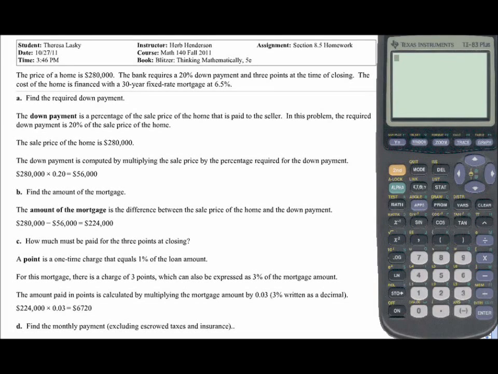I received a request to go over a problem from 8.5, and this is problem number one, at least for this particular student that I was asked to go over. So let's go through this. I'm going through the example that's available to you by clicking on Show Me an Example for this problem. So let's begin, and this is the problem right here.